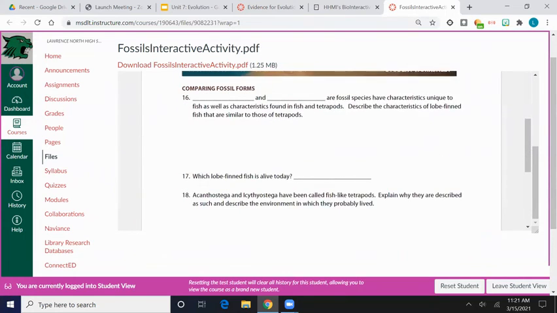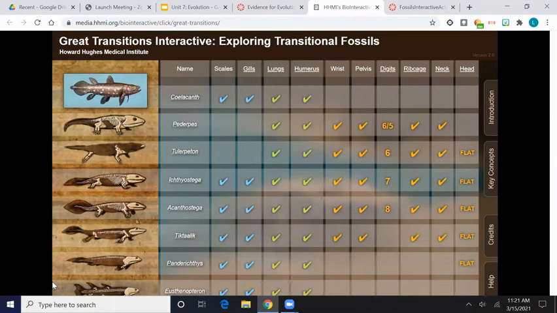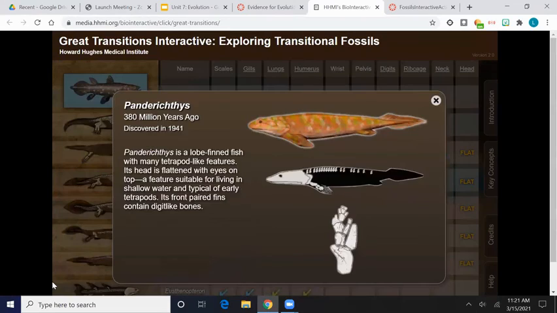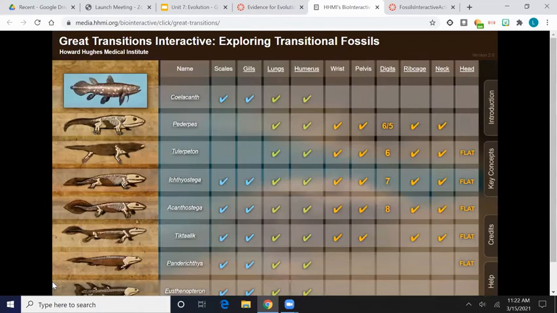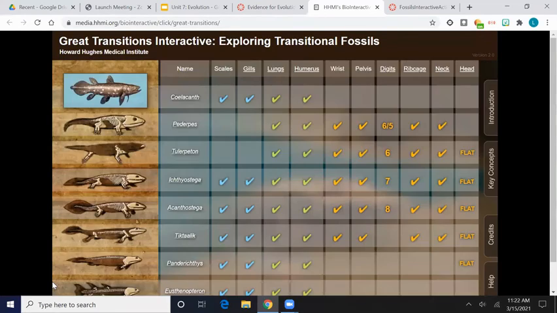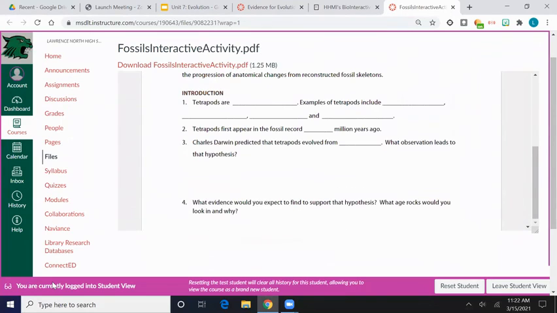The last page is comparing fossil forms. So this is where you'll actually look on the left-hand side, look at all of those fossils, click on all of these to read a little bit more about each fossil. And just exploring this interactive website will help you answer all of the questions that are on this activity page.